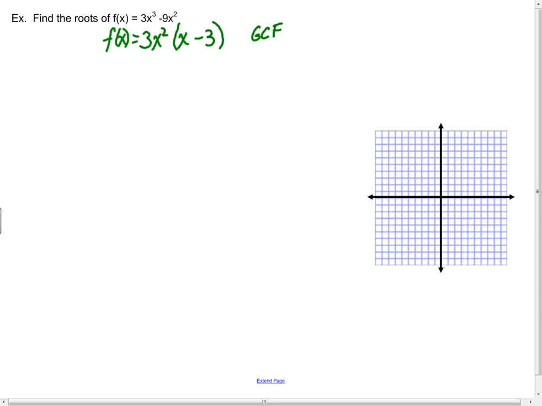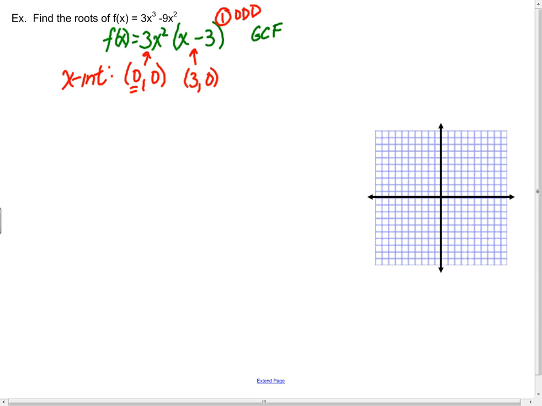So I have two x-intercepts, when this is equal to 0 and when that is equal to 0. So I have an x-intercept of 3. If I want that bracket set equal to 0 and I put a 3 in there, I would get 0. My other x-intercept is 0. This one has an invisible power of 1. So this is an odd order.